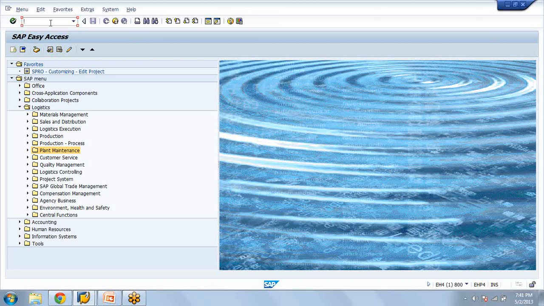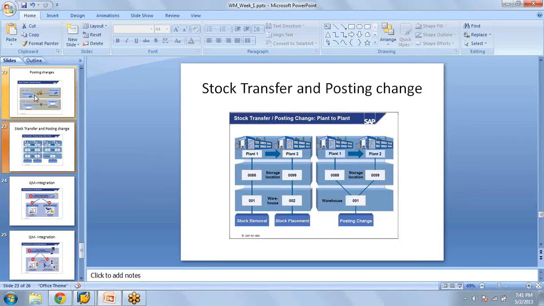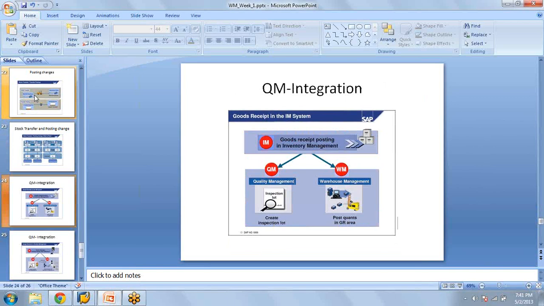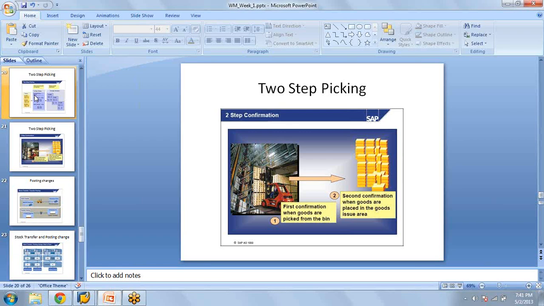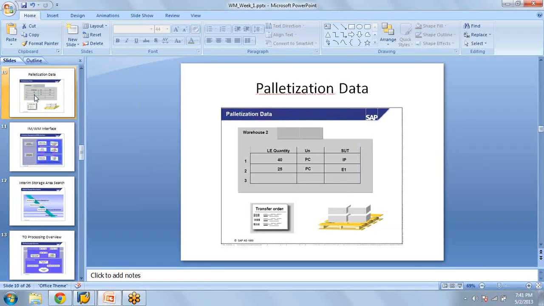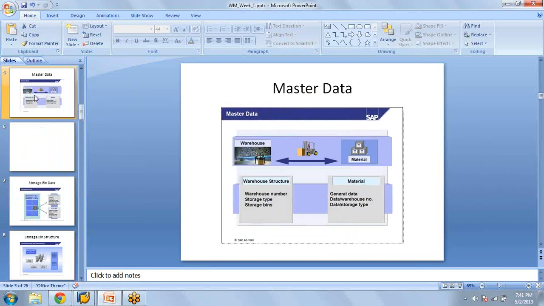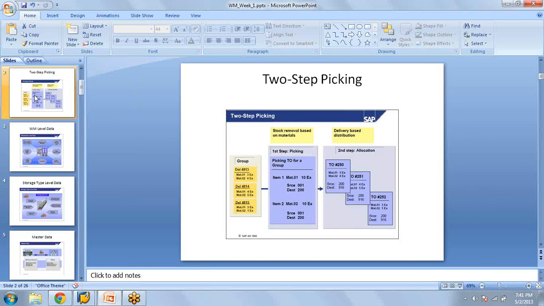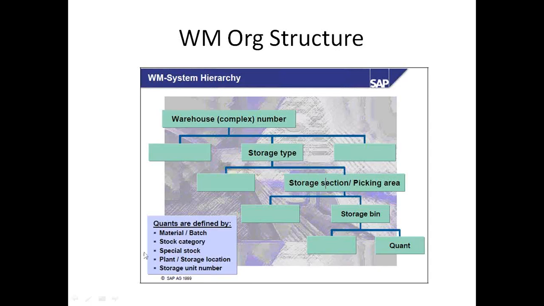Okay. Can you go to the presentation? I think you mentioned the storage unit number in the slide. Some of the slides had the storage unit number. Storage unit number is a different topic. No, there was quant characteristics, quant criteria. Yes, exactly, quants are defined by. This is the one, right?